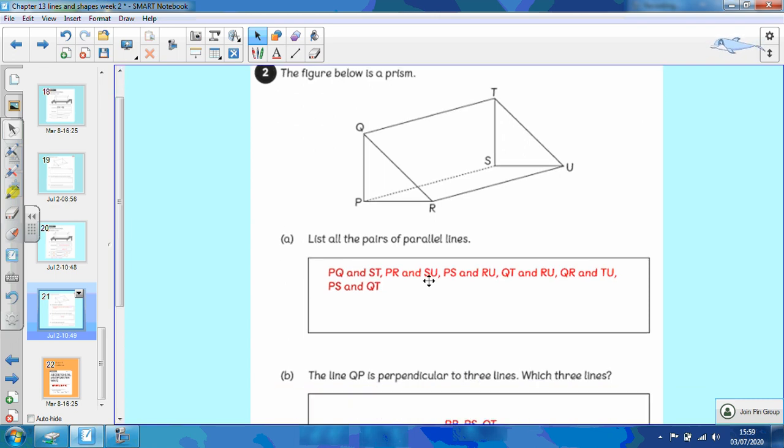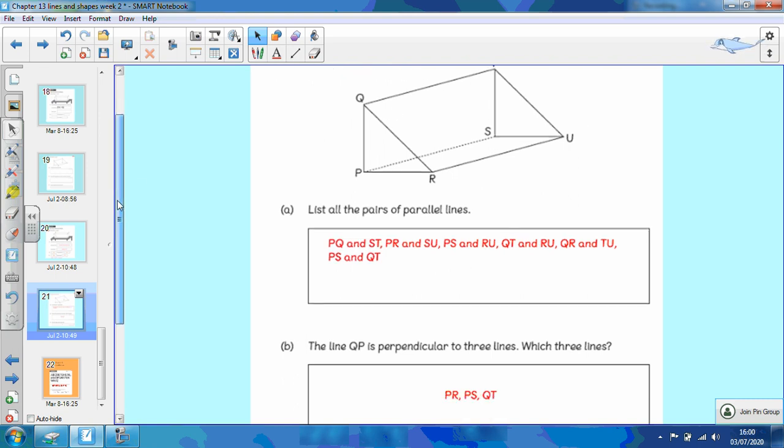Wow, there's lots of pairs. PQ here is parallel to ST. PR is parallel to SU. PS is parallel to RU. QT is parallel to RU. QR is parallel to TU. And PS is parallel to QT. Lots of pairs there.